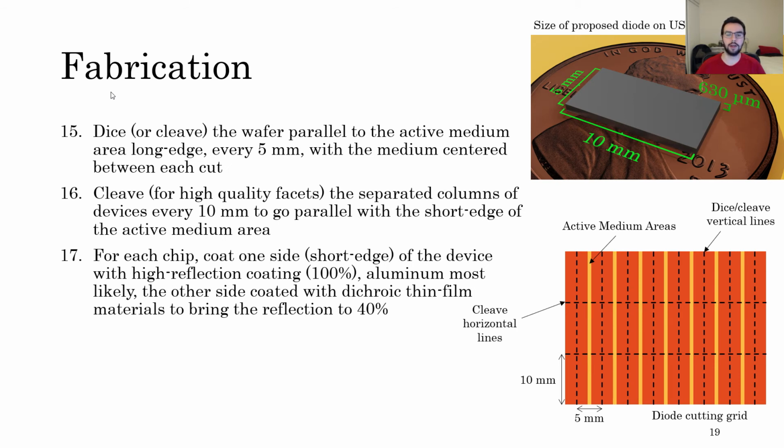Finally, we actually dice or cleave the wafer in parallel lines, basically parallel to the active region, every 5 millimeters, sorry. And then we cleave, not dice, because we want high quality facets. These will be separated by 10 millimeters. Once we have the chips, we coat one side with aluminum for 100% reflection, and the other side with 40% reflection dichroic thin film materials.